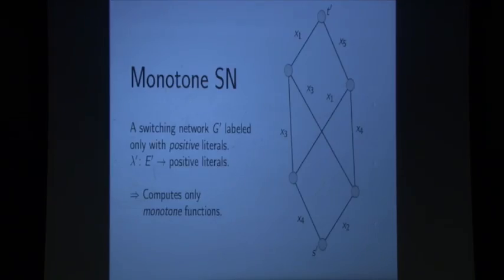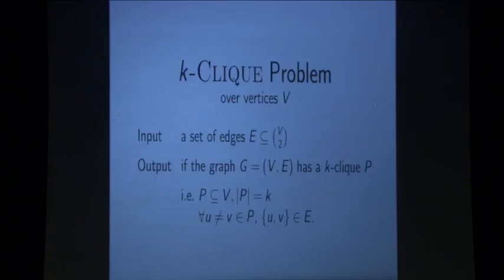We are considering a pretty severe restriction called monotone restriction on a switching network, where we disallow logical negation. Formally, it means that we only allow you to label every edge by a positive literal. You're not allowed to label it by a negative literal, and hence it computes only monotone functions. In particular, in this talk, we consider the k-clique problem. I know you must have heard of the k-clique problem, but I'm going to fix notation.